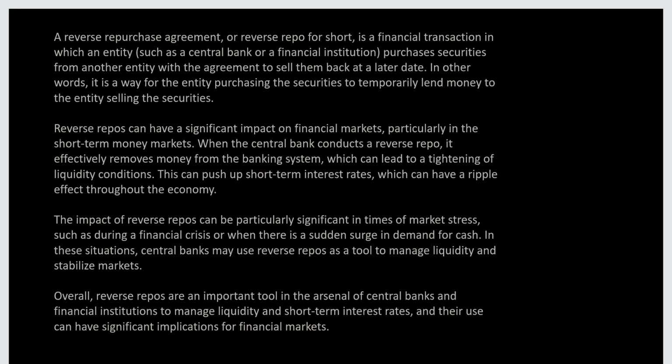Basically, a reverse repurchase agreement, or reverse repo for short, is a financial transaction in which an entity, such as a central bank or a financial institution, or sometimes both, purchases securities from another entity with the agreement to sell them back at a later date. In other words, it is a way for the entity purchasing the securities to temporarily lend money to the entity selling the securities. So, in the case of today's market situation, the Fed is actually acting as the buyer of last resort. They're taking in assets.